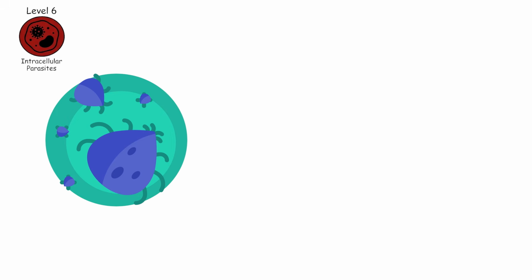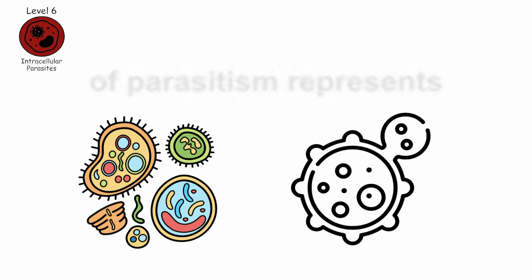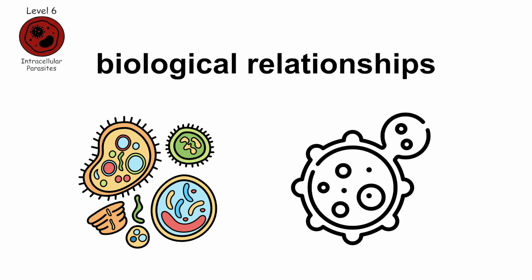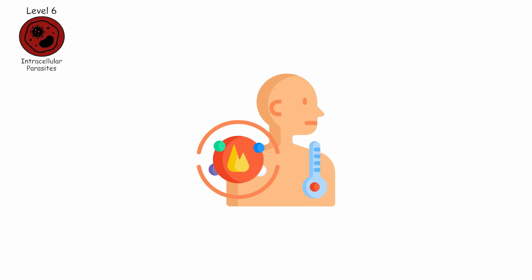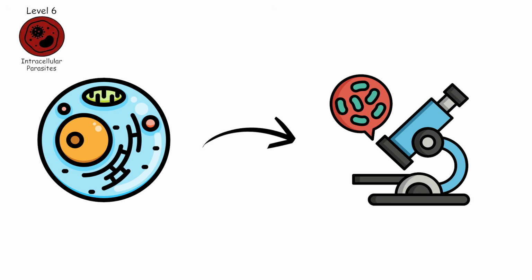Some parasites carefully control how they replicate so that the infected cell continues functioning long enough for the parasite to spread to new cells. This type of parasitism represents one of the most intimate biological relationships between two organisms. By living inside the very cells of another living being, intracellular parasites demonstrate how deeply parasitic organisms can integrate themselves into the biology of their hosts.